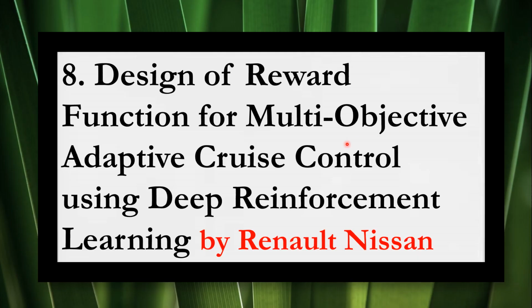Then the next technique or the next paper in this category is design of reward functions for multi-objective adaptive cruise control using deep reinforcement learning by the company Renault Nissan. Well, adaptive cruise control or ACC is a technology that helps maintain a safe distance from the vehicle in front while driving. And this research investigates the use of a specific type of AI, that is deep reinforcement learning, to improve this ACC or adaptive cruise control system. So by doing this, they found that the ACC system controlled by deep reinforcement learning performs better than the traditional method, which results in a safer driving experience.